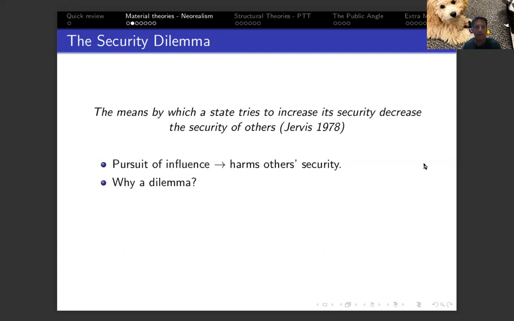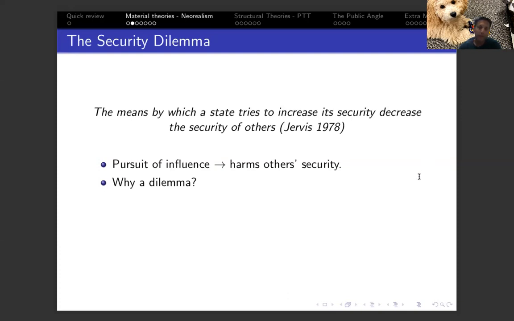Now, why is this seen as a dilemma? Again, think about it from the context of the state that initiates this entire dynamic. I'm trying to expand in order to take care of what I view as my own security, but at the same time, I know that by expanding my own security, I'm actually harming the security of other nations, which in the long run can also harm my own security. So that figures, in this case, a dilemma.